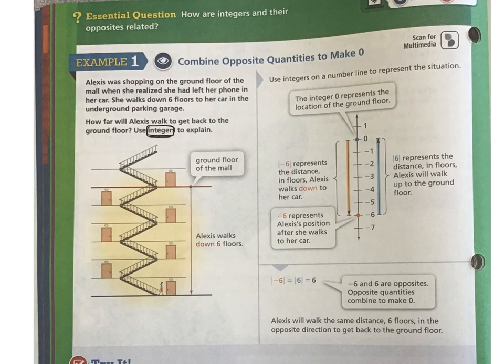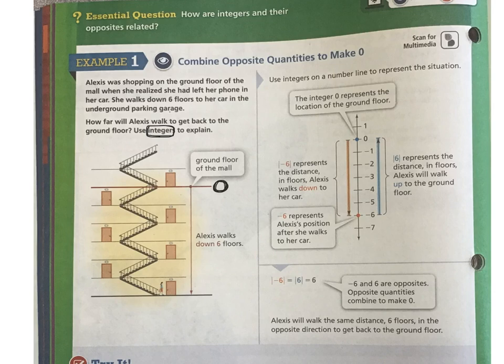So the first thing that I see here is I see one of our vocabulary words. Integers. And integers stand for the numbers that include both positive and negative numbers as well as 0. And these are whole number values, so we're not talking about any fractions or decimals. The ground floor of the mall would be represented by an integer. What integer do you think represents the ground floor of the mall? If you said 0, you would be correct.